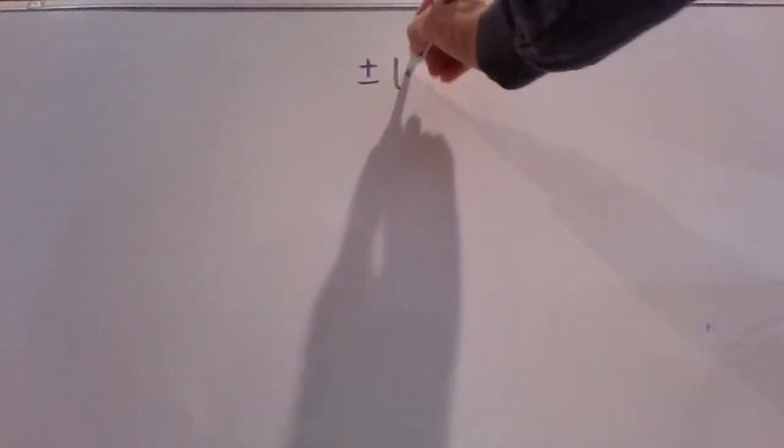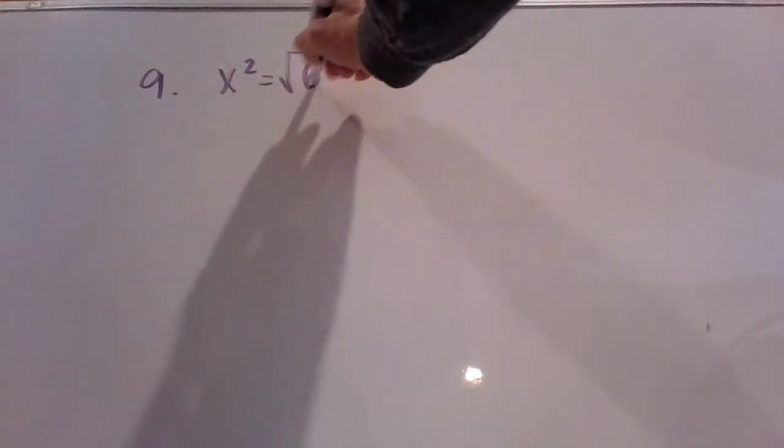Let's move on to number 9. Actually, on number 7, it should have been plus or minus 10. I forgot to do that. So let's start there, that I remembered to do that now. So number 9 is x squared equals 66.